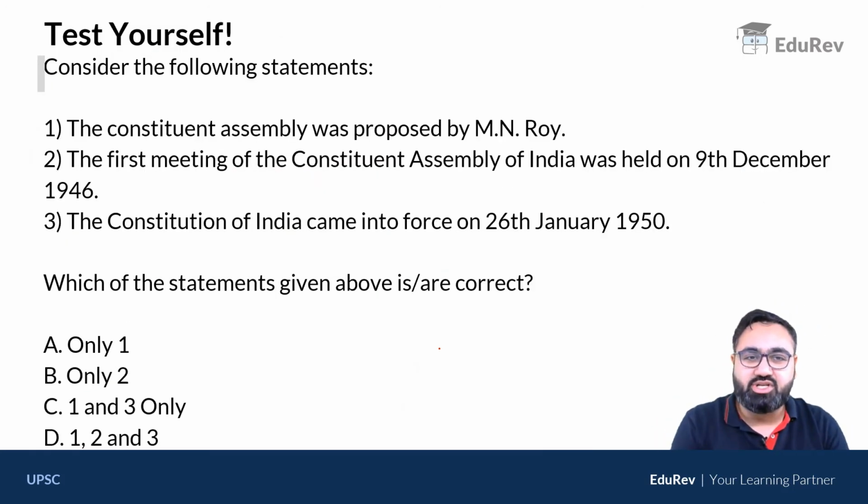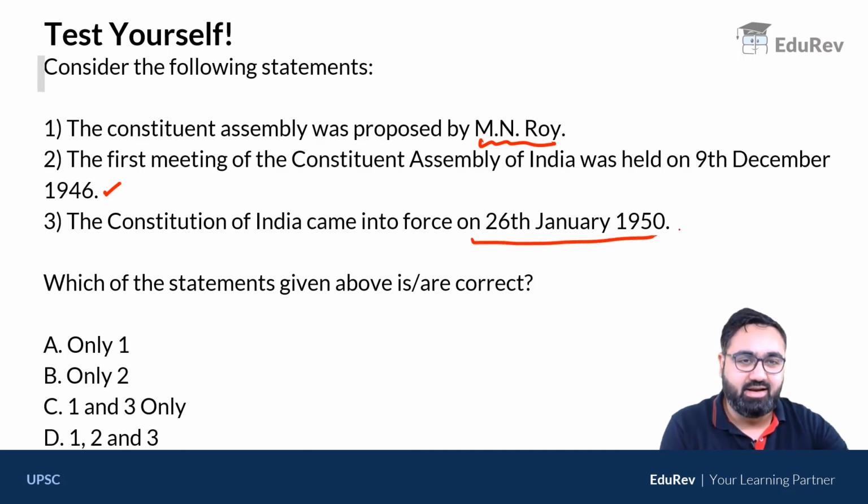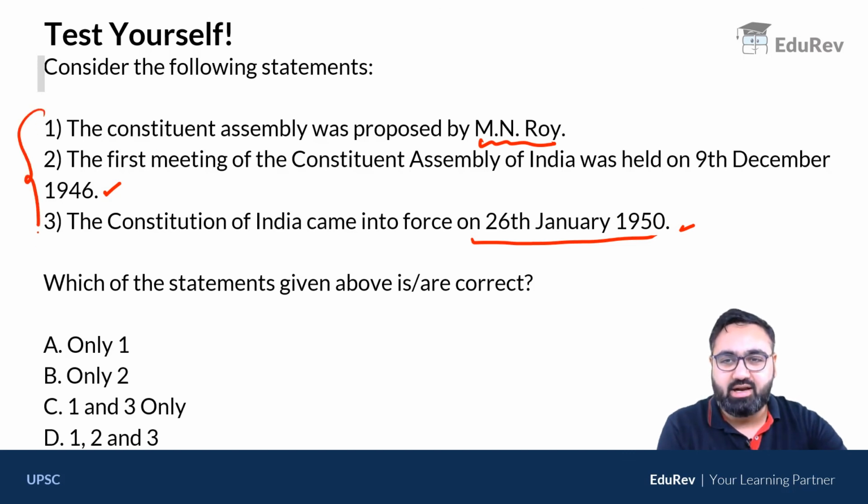Here is an important question I would like you to read carefully and answer. First statement, the Constituent Assembly was proposed by M.N. Roy. Second, the first meeting of the Assembly was held on 9th December 1946. Third, the Constitution came into force on 26 Jan 1950. We have discussed all these three and all these three are correct.